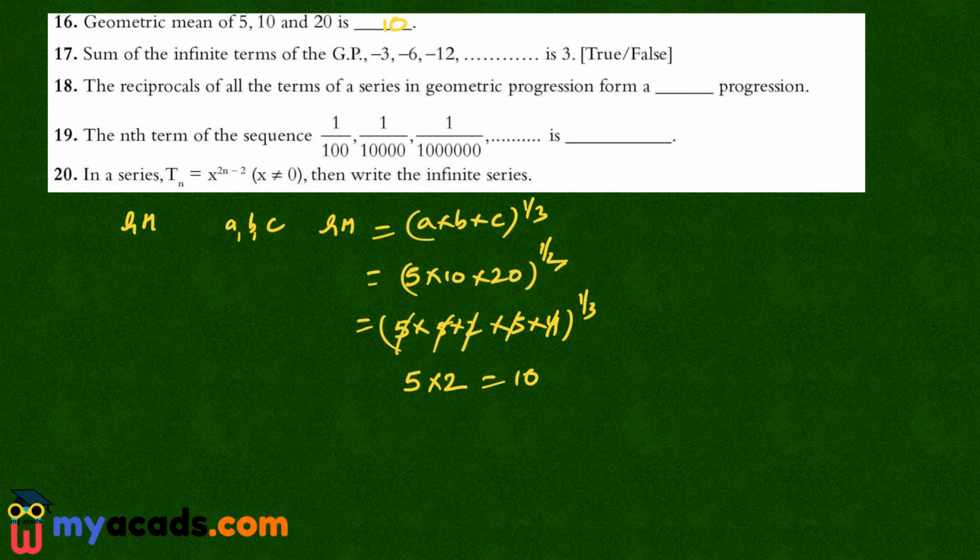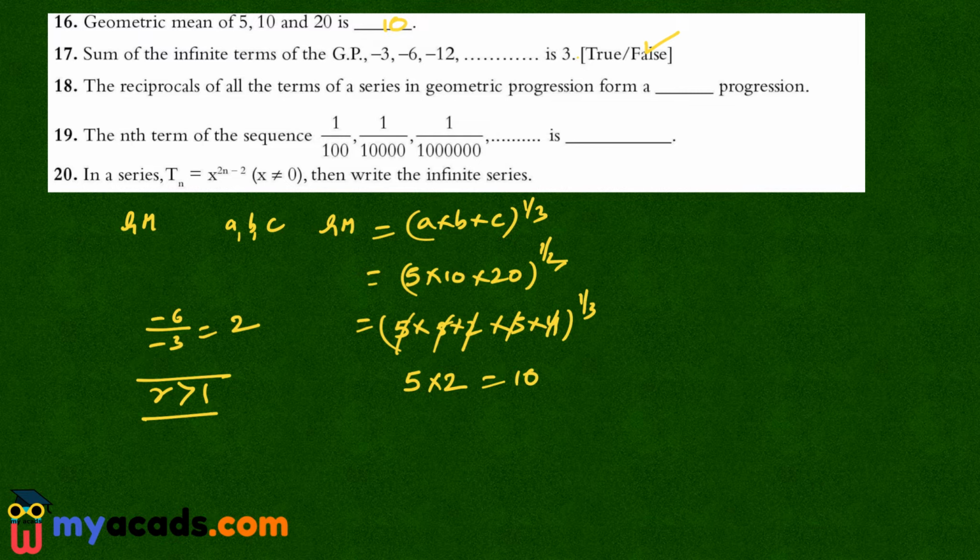My question number 17 is: the sum of the infinite terms of the GP minus 3, minus 6, minus 12 and so on. Here I can see that the common ratio is minus 6 divided by minus 3, that is 2. So here the common ratio r is greater than 1. It means that the sum of the GP will be infinite. So the answer 3 is false. Let's see question number 18.